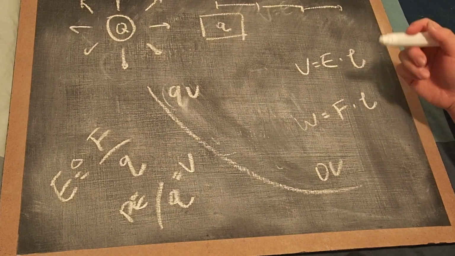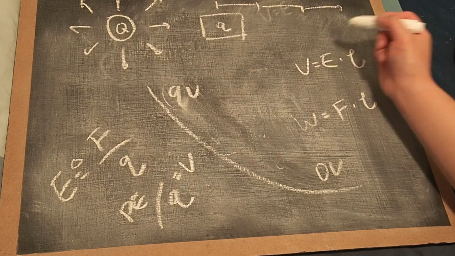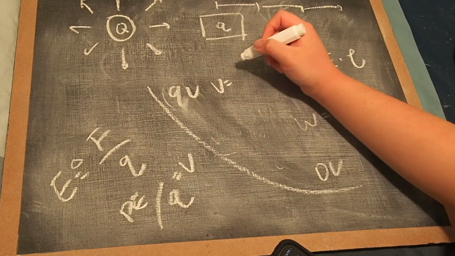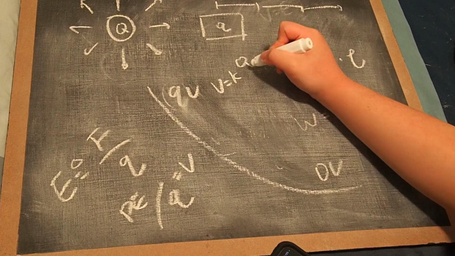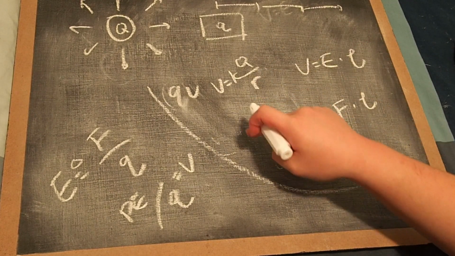And indeed, you might have seen another formula. This formula would be for a constant electric field. You may have seen another formula, V equals kQ divided by r, right? And of course, force is kQ over r squared.